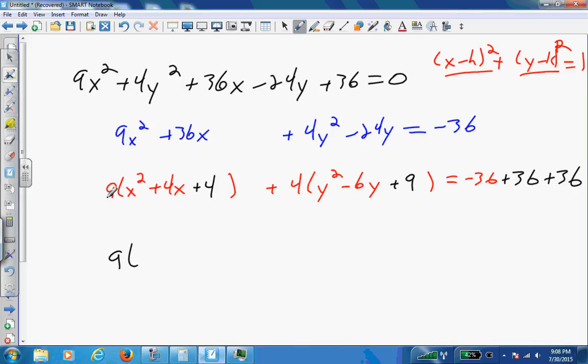So we have our coefficient. This factors to x plus 2 squared. Here, this factors to y minus 3 squared. Those cancel and leave us 36.